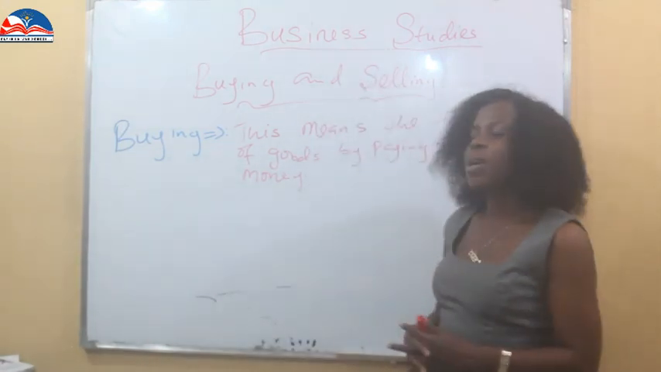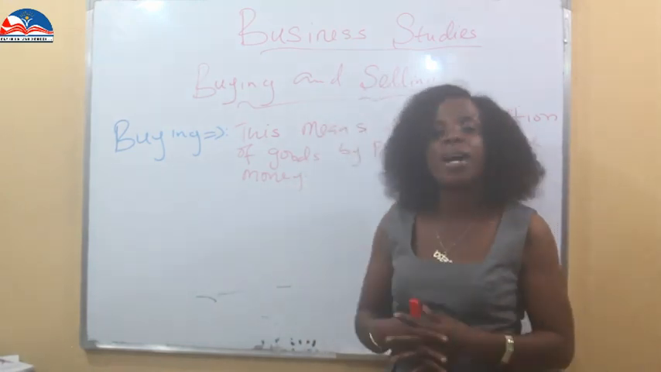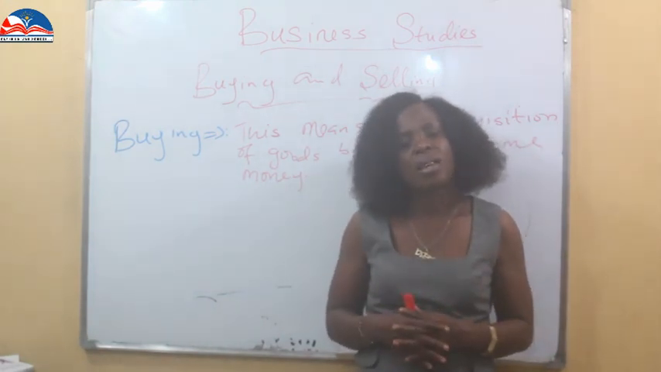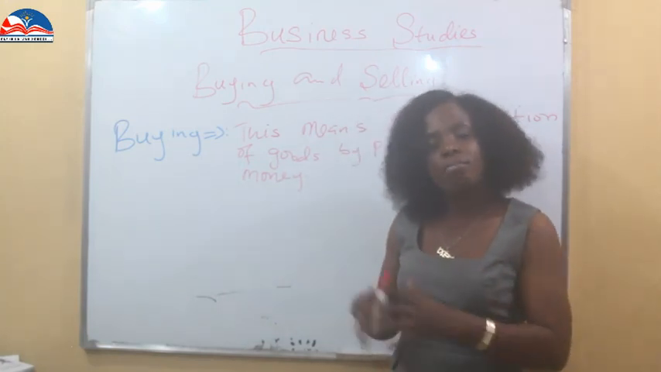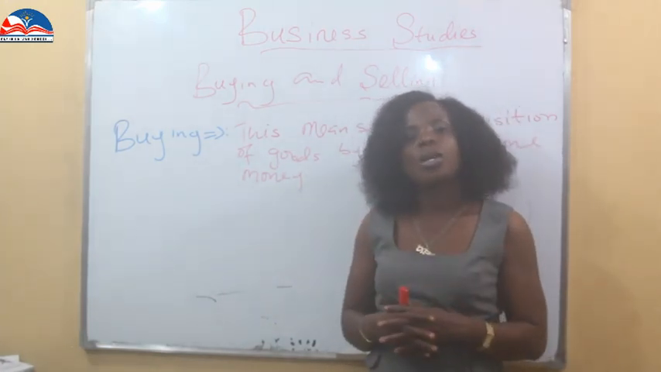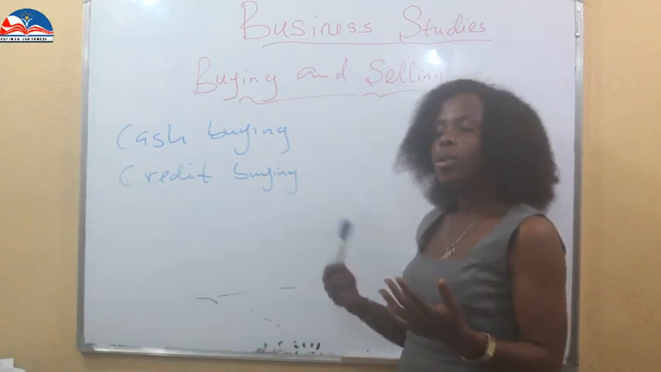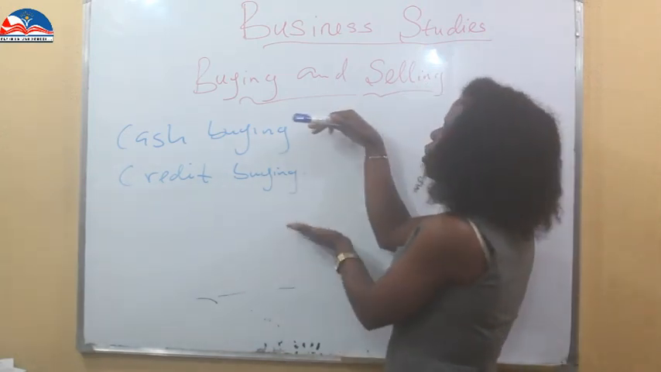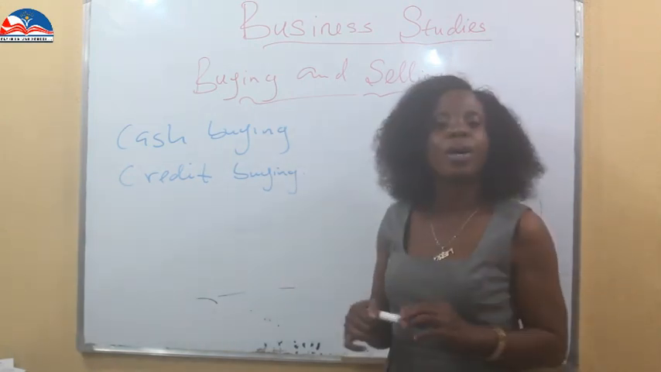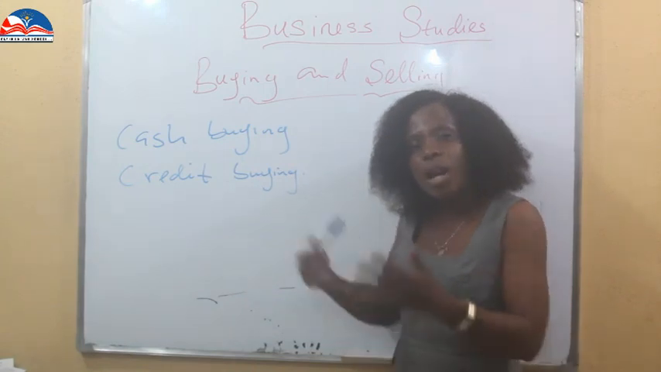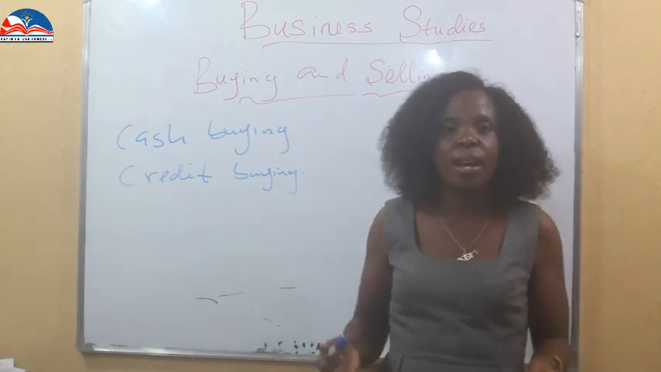But then, having seen the process of buying and selling, what are the methods involved in buying and selling? That's another key point to note. Let's see methods that are used in buying and selling. Before we see the methods, I want us to understand what these two terms mean: cash buying and credit buying.